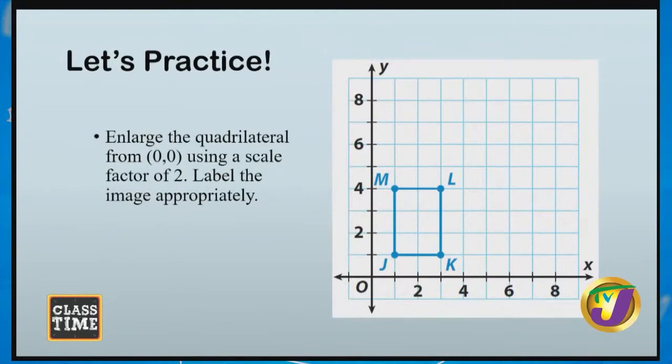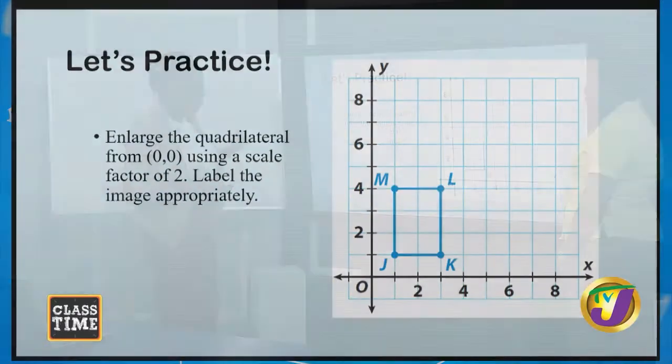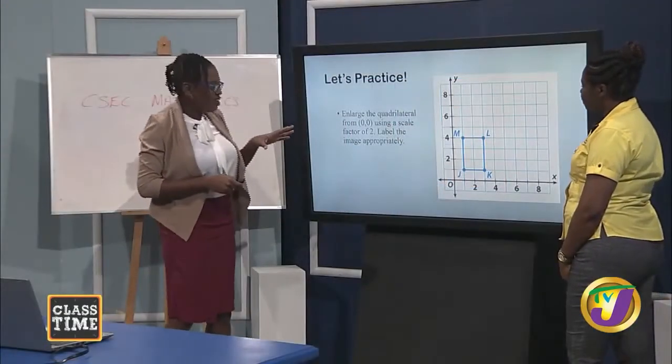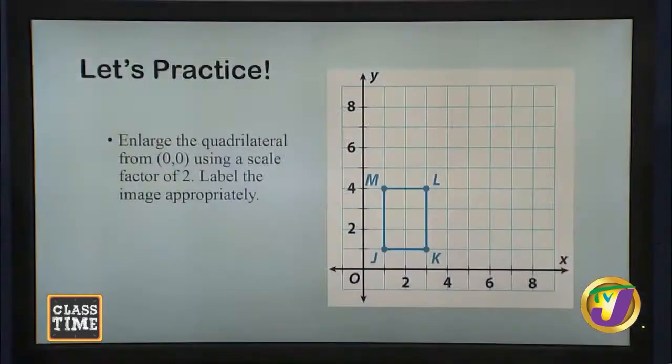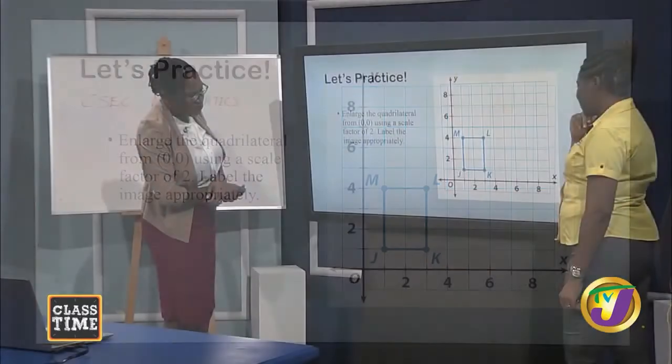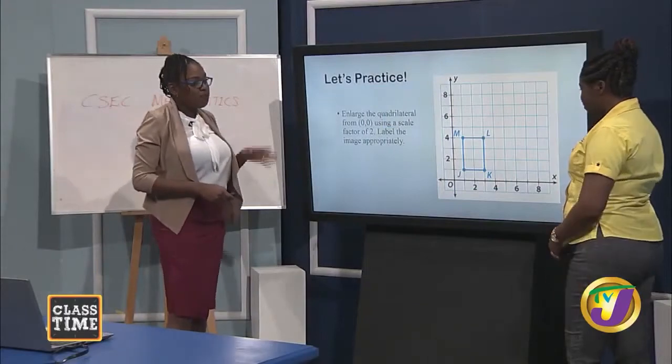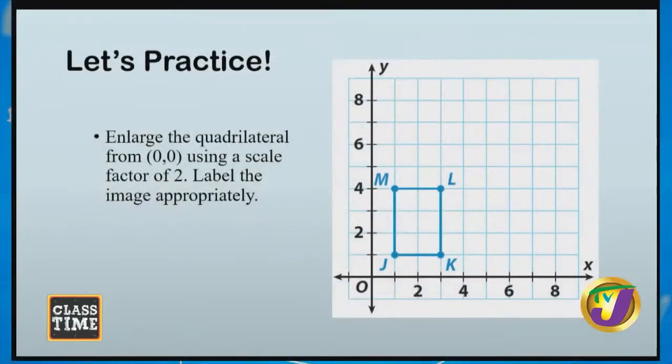So let's start off with J. I'm going to use your little shortcut you taught me a while ago. J is located at (1, 1). Since the scale factor is 2, I'm going to multiply each of these numbers in the coordinates by 2. So 1 times 2 gives me 2. So I'm thinking that the location of J prime is going to be at (2, 2). And I'm very positive about it.